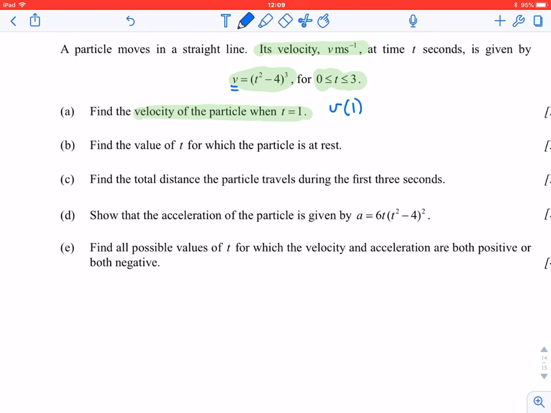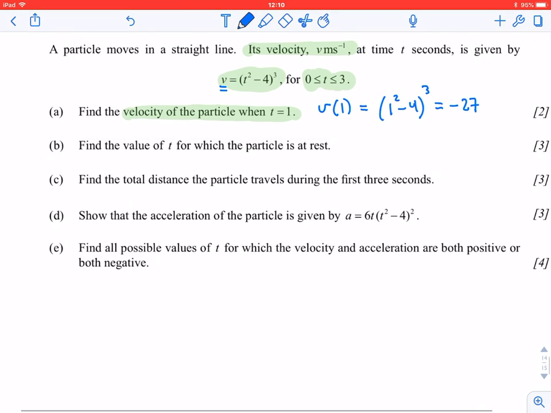This is a velocity function, so you just have to figure out what the velocity is when t is equal to 1, and you get that by substituting t equals 1 into that expression. So v of 1 is going to be 1 squared minus 4, cubed. This is a paper 2 question, so you probably can do this without a calculator, but it's always worth checking because you have the calculator there to help you. So substituting in there, 1 squared minus 4 is -3, -3 cubed, you end up with -27 as your answer.